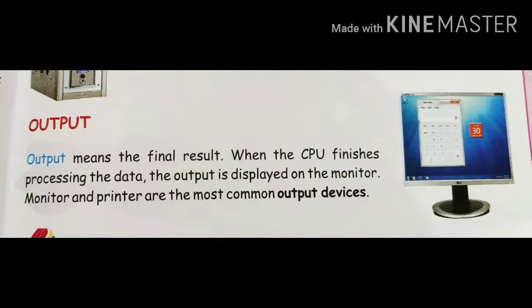When CPU finishes processing the data, the output is displayed, means shown on the monitor. And monitor and printer are the most common output devices. Remember, these two are the output devices. What? The monitor and the printer. Okay children, so this way computer works through input, process and output.